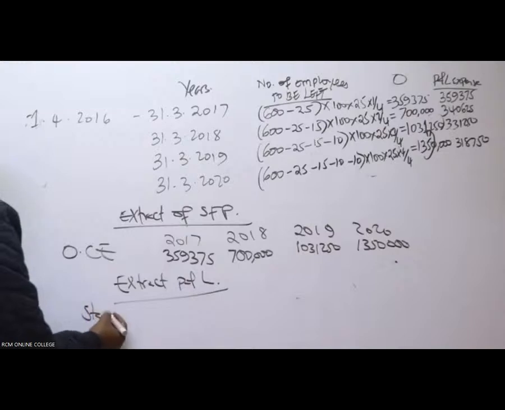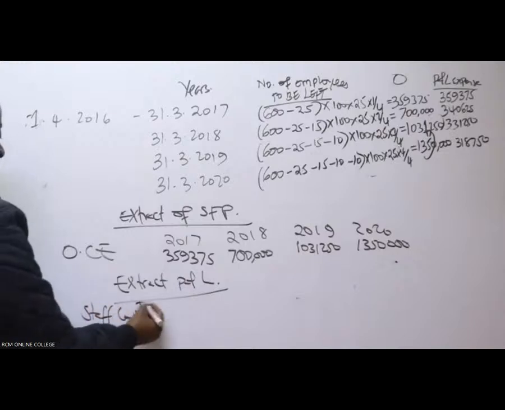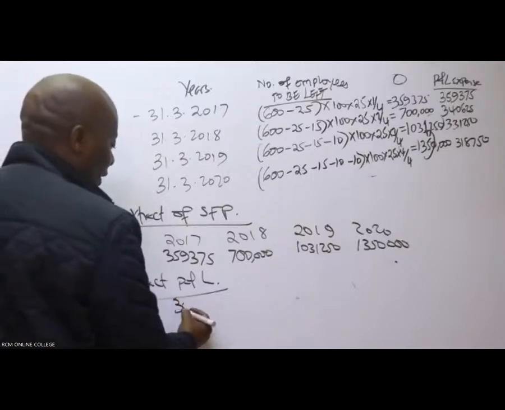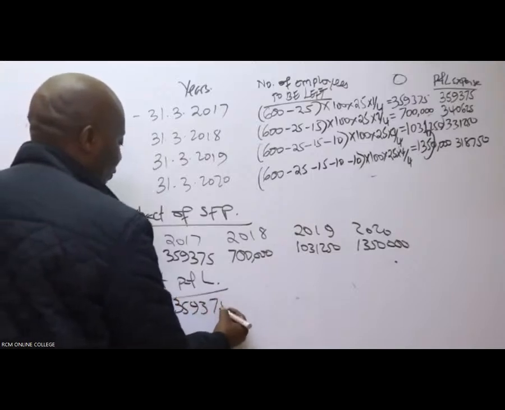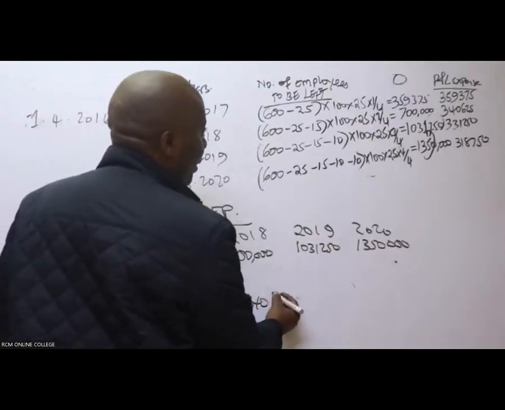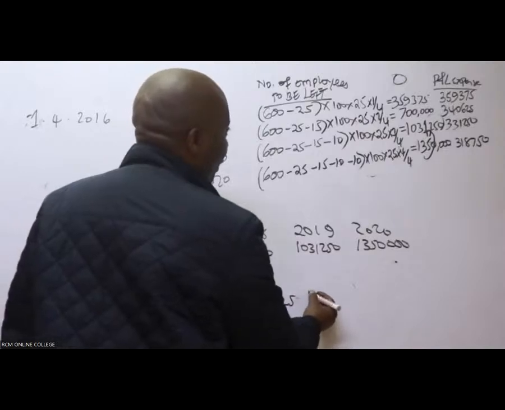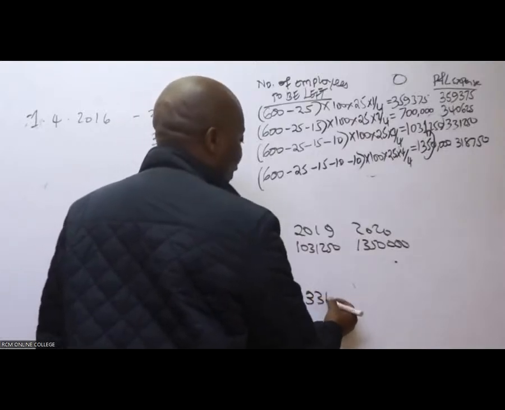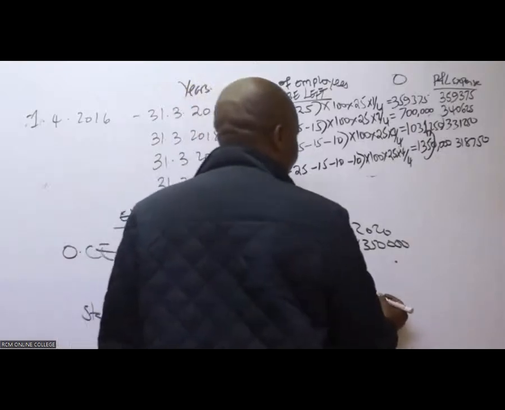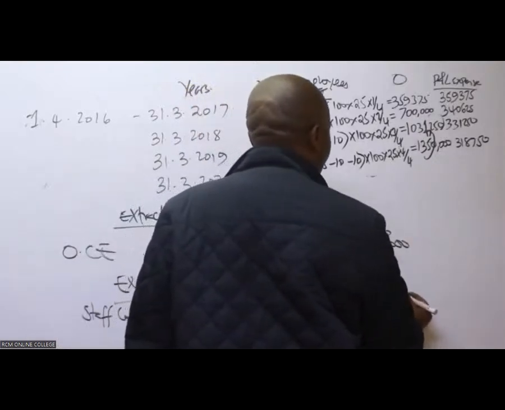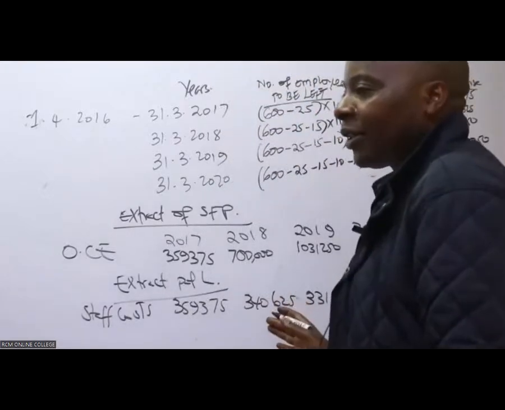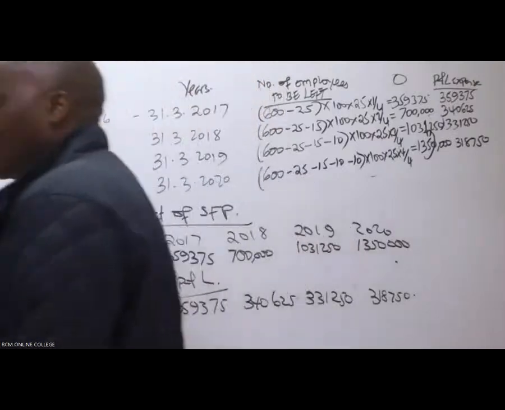So we have what we call the staff costs for those same years. So we have 359,375, we have 340,625, we have 331,250, we have 318,750, and then of course you are now very okay. Now you're very okay. Extracts are down there.